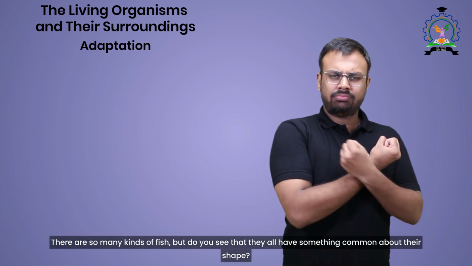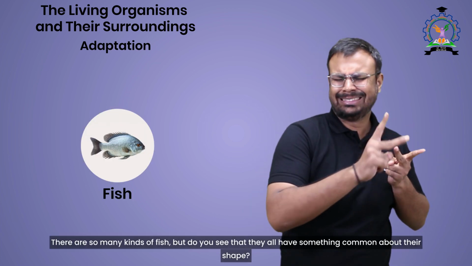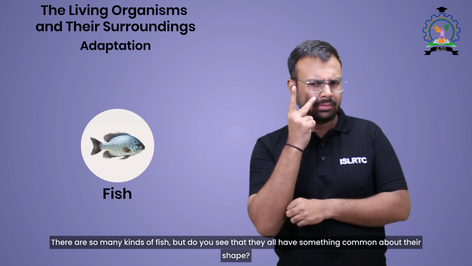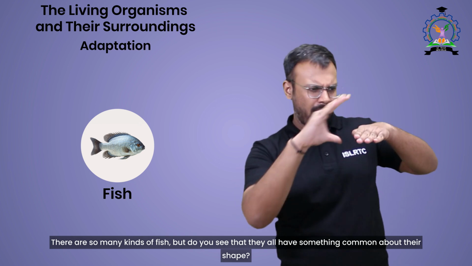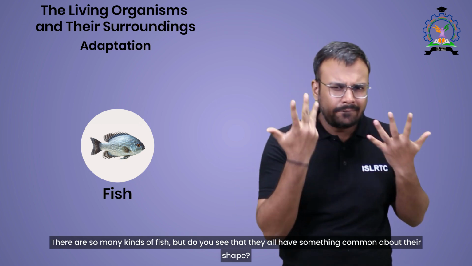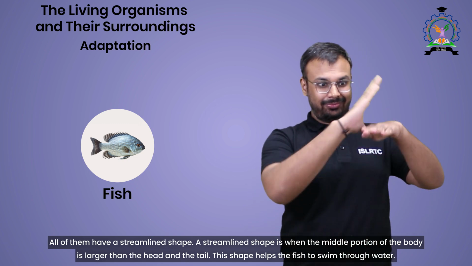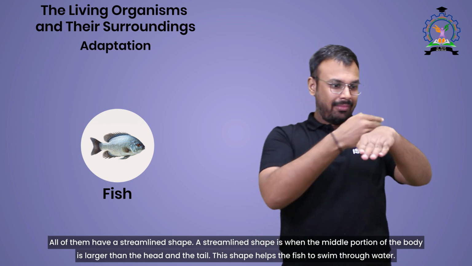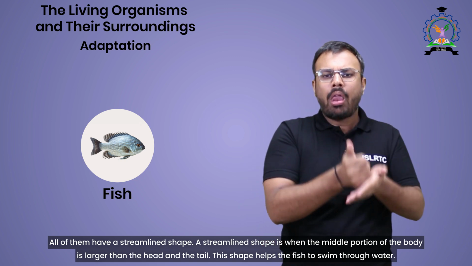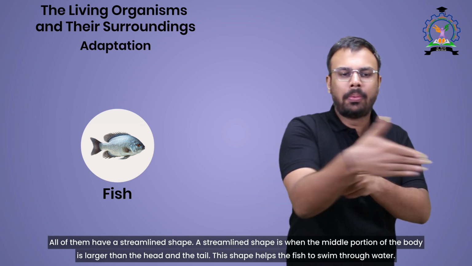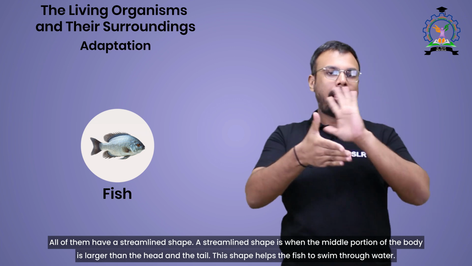Fish. There are so many kinds of fish, but do you see that they all have something common about their shape? All of them have a streamlined shape. A streamlined shape is when the middle portion of the body is larger than the head and the tail. This shape helps the fish to swim through water.